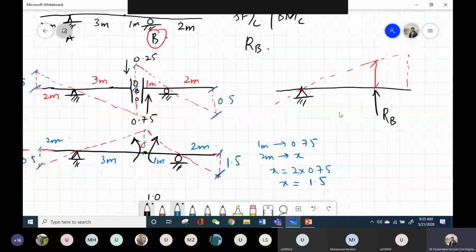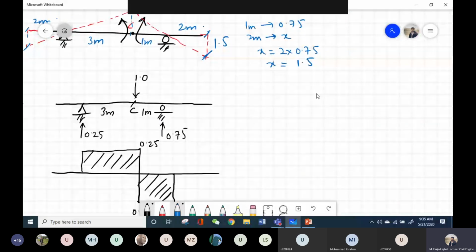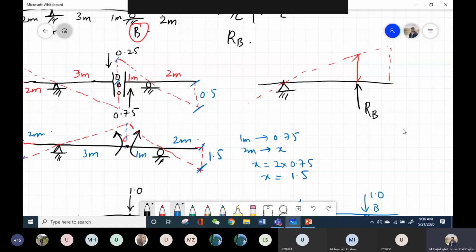For example, we are plotting the ILD for reaction at B. We will consider our beam and place the unit load at point B, because now we are plotting the ILD for reaction at B support. So we will place our unit load at point B and compute the reaction at point B. When my unit load is at point B, my reaction will obviously be the same as this one because it is directly acting on this point. So my reaction is 1 at point B, and this reaction value will be equal to this ILD value at this point B.